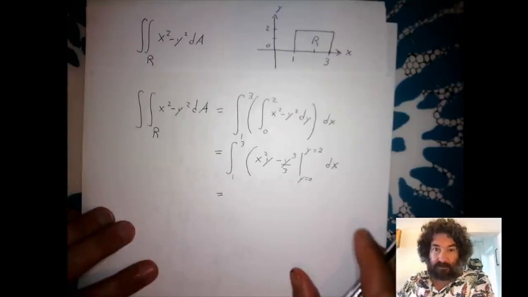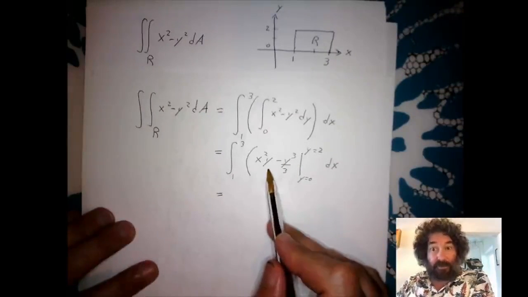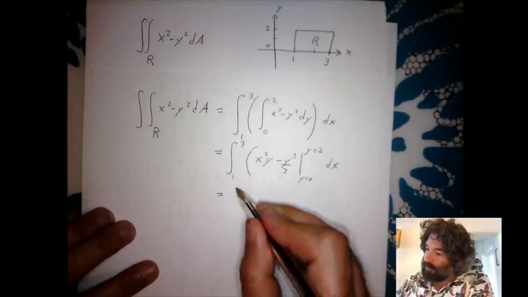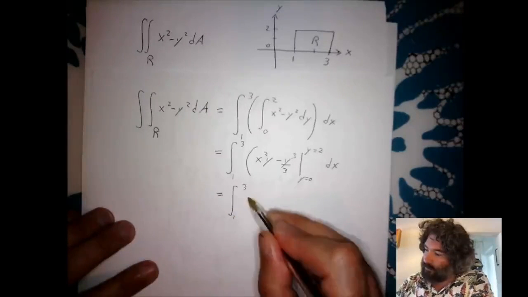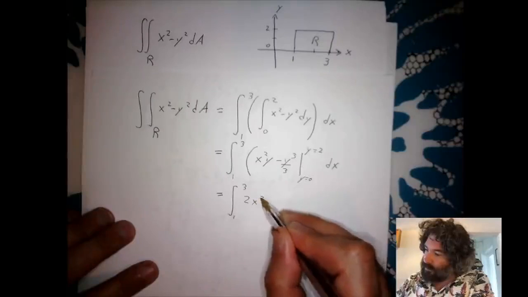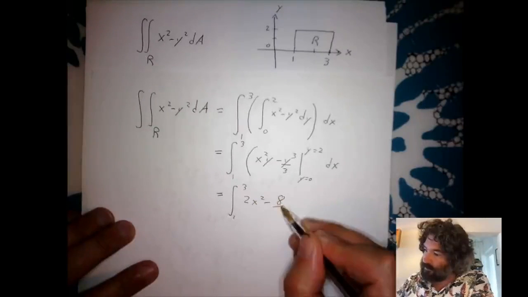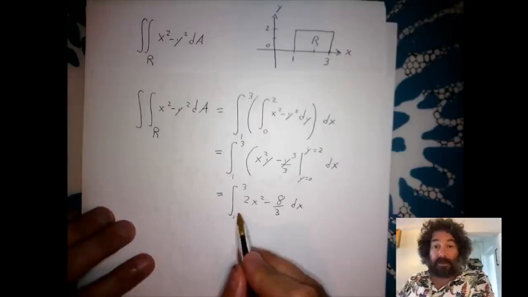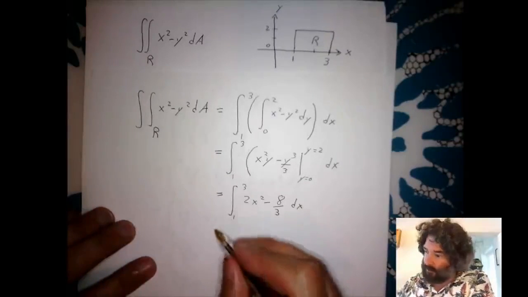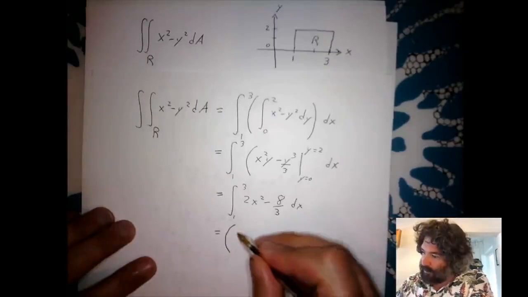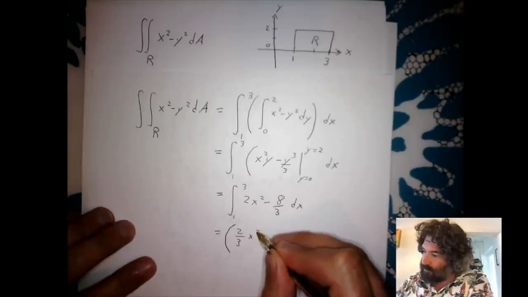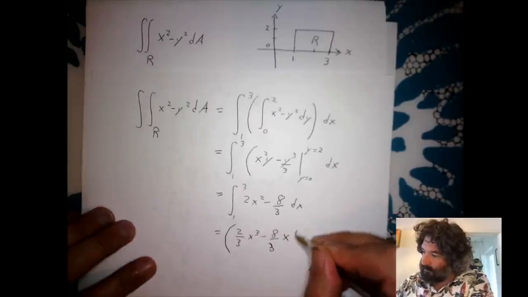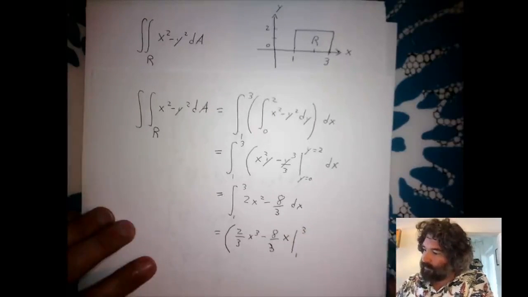And now let's plug in the limit. So the y equals 0 doesn't contribute anything. We just have the y equals 2. So this is the integral from 1 to 3 of 2x squared minus 8/3. And now let's do the integral with respect to x. So finding the indefinite integral, we get 2/3 x cubed minus 8/3 x, evaluated 1 to 3.